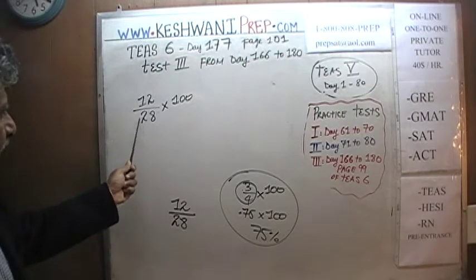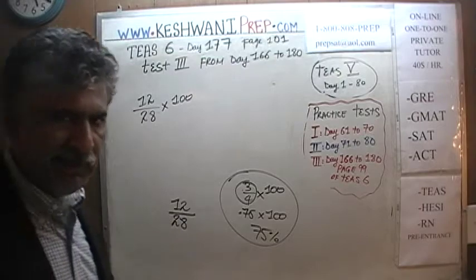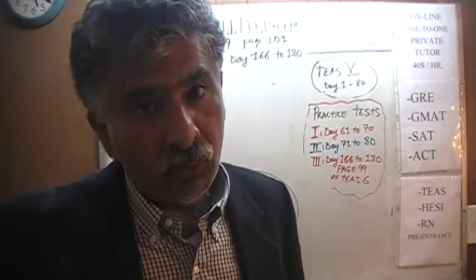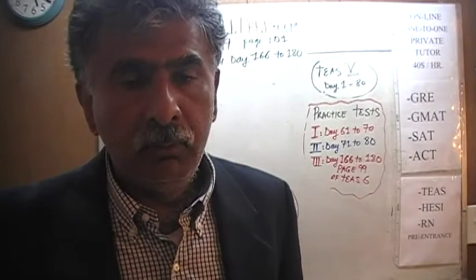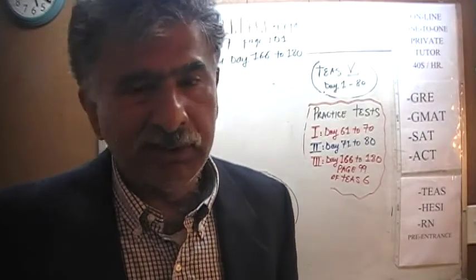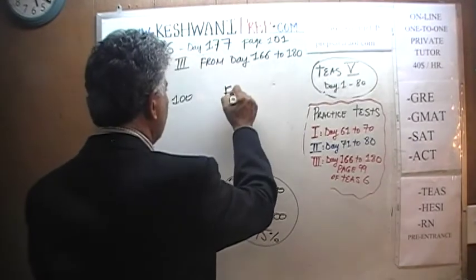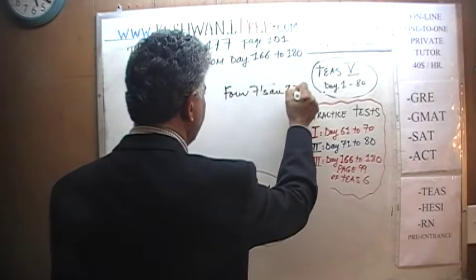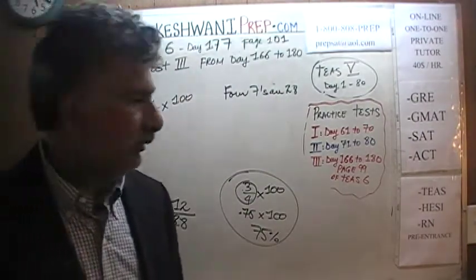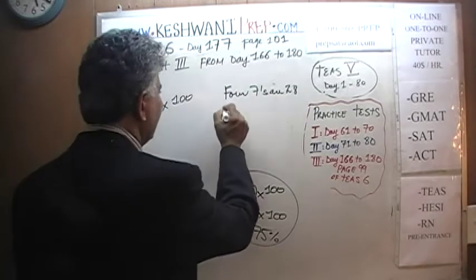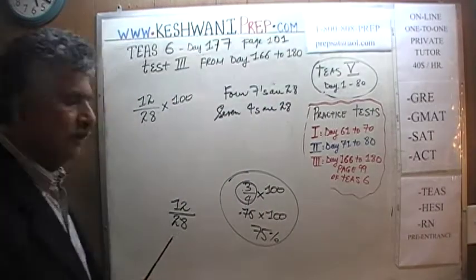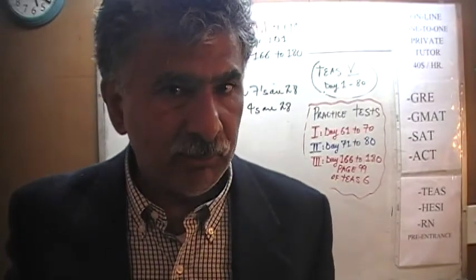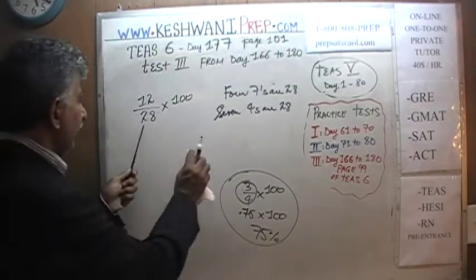First thing we notice is that 28 is a multiple of 4. Did you know that? How do we know that? Because we know our table of 4. 4 sevens are 28. Or if you like, 7 fours are 28. Do you understand? 1 seven is 7. 2 sevens are 14. 3 sevens are 21. 4 sevens are 28. That's the multiple of 4.